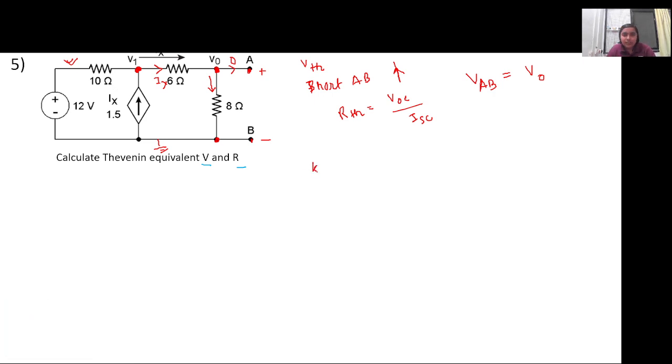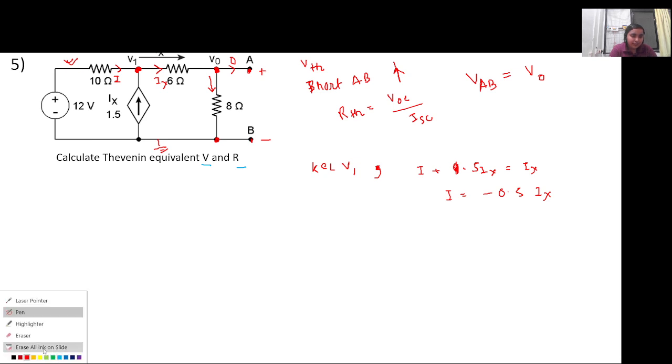So we apply KCL at V1. Let this current be I. So I plus 1.5 Ix will be equal to Ix. So I will be equal to minus 0.5 Ix. Since we have assumed I in this direction, it will actually be in the reverse direction. So we will get current in this direction 0.5 Ix, right?